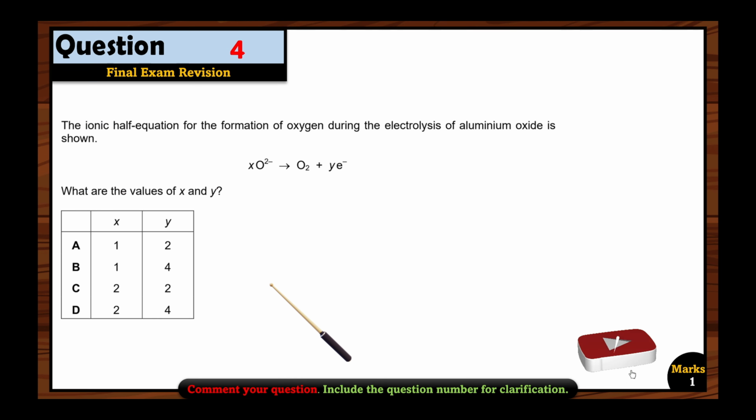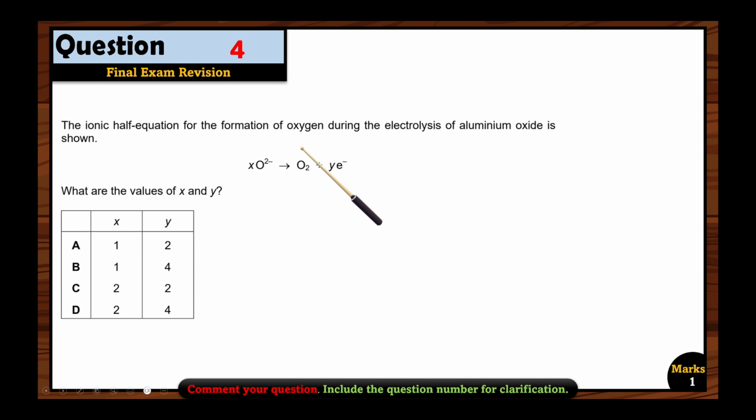Question number 4. The ionic half equation for the formation of oxygen during the electrolysis of aluminium oxide is shown. So you can see this equation now. What are the values of X and Y? So now we have to balance this equation. If you want to balance this equation, see how many oxygen we have in the product. We have 2 oxygen atoms, but here we have only 1 oxygen atom. So we can balance it by writing 2 here. So X value is 2. So it means C or D option can be right.